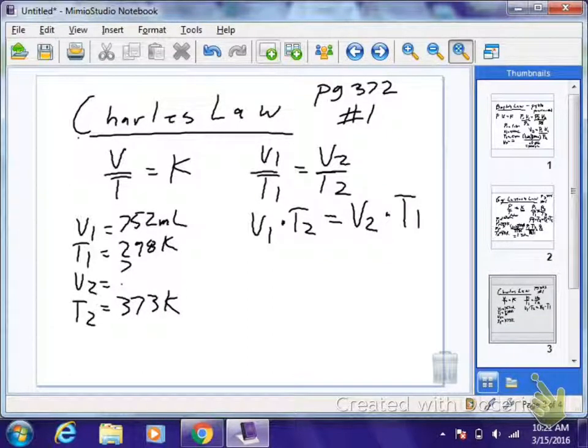And you've got your numbers, and you just have to solve for V2. So on that one, solve for V2. Temperature goes up, volume has to be bigger.